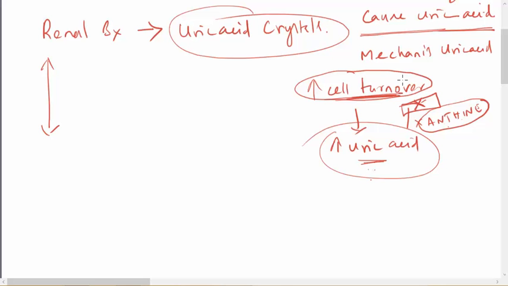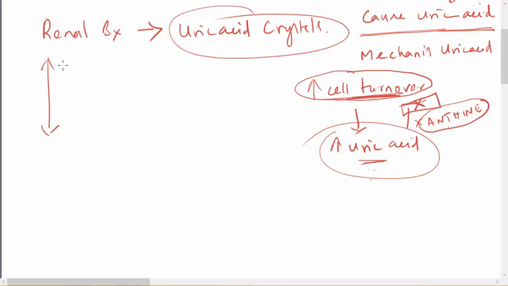But if the person itself is having cancer, then automatically we will not give allopurinol. So there will be more cell turnover, more cell death, more cell production. This goes for imbalance. Automatically they will get more uric acid. So in the choice, what are the causes?